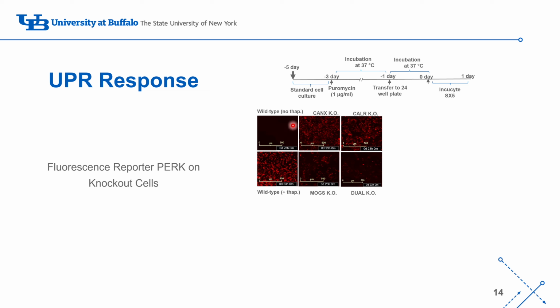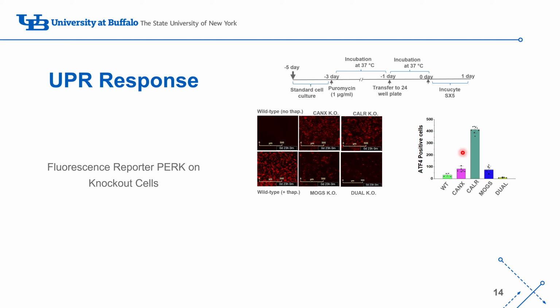We can see that in the case of this dual knockout, this calreticulin has very bright signals, and in these images, it looks like the calreticulin and calnexin signals are quite similar, whereas for MOX the signals are low, and for the dual knockout signals are least.